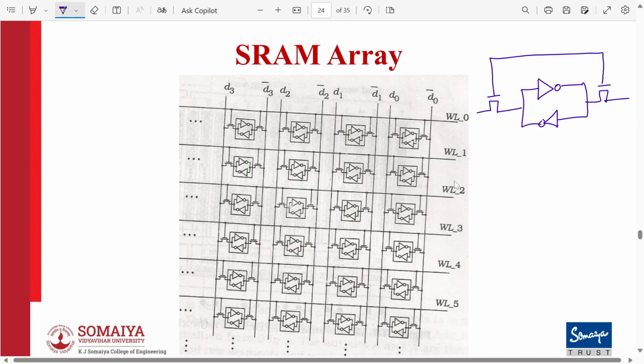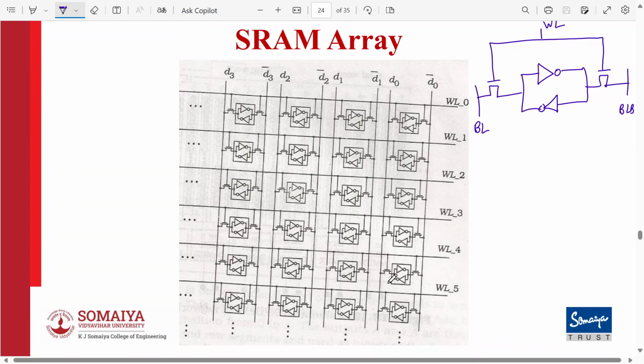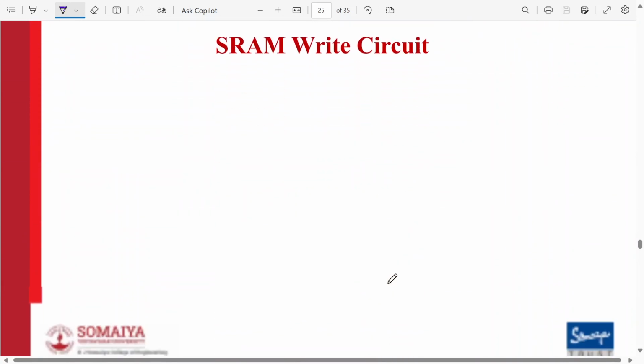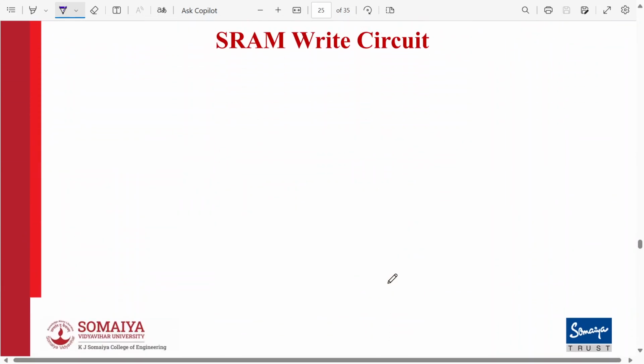Okay, this is the word line, and these are the bit lines, bit line and bit line B. So this is one 1-bit SRAM cell, a 6T SRAM cell this is. So this is an SRAM array which I wanted to show you all. Now we'll talk about SRAM write circuitry.